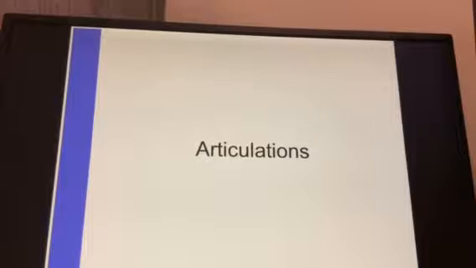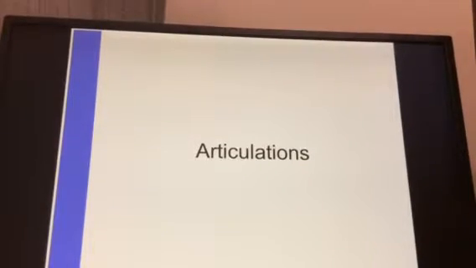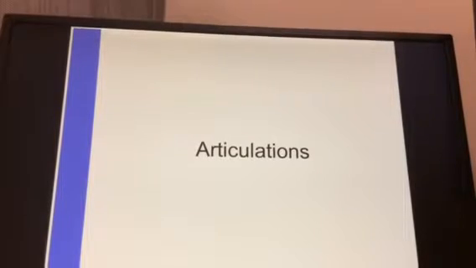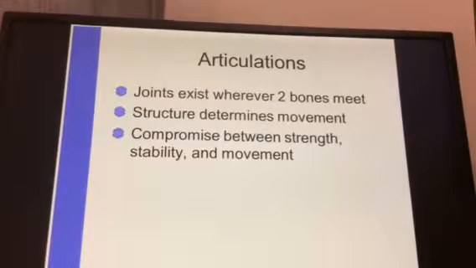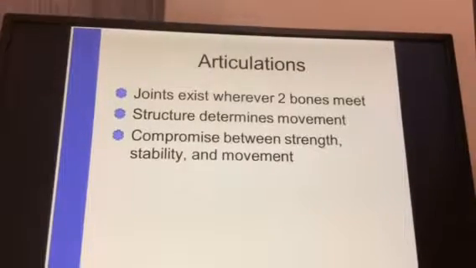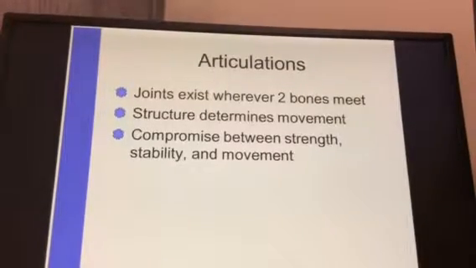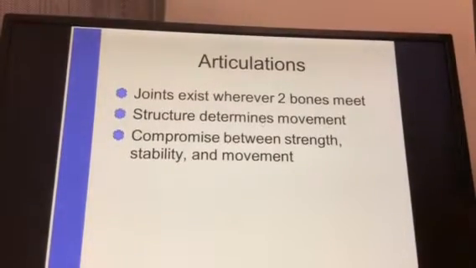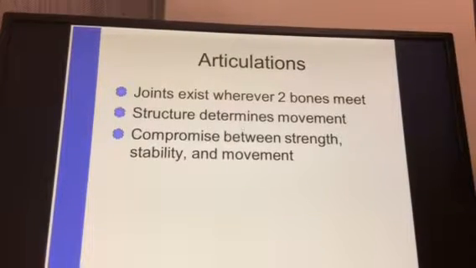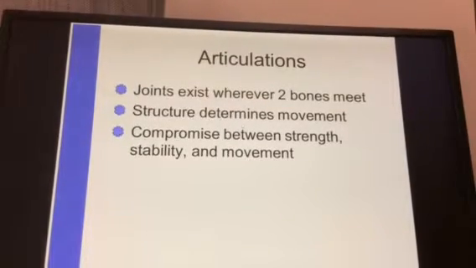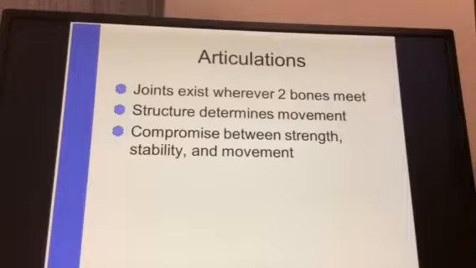Our next aspect is going to be our articulations, or basically how our joints work together, and there are different types of joints out there. Anytime two bones meet, that's an articulation, or a joint. How those structures meet determines what kind of joint it is and what kind of movement is allowed between them.